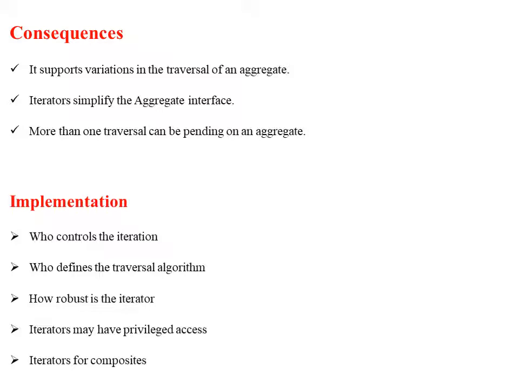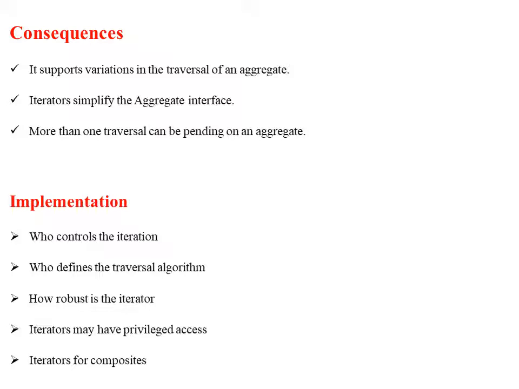The first one. The second one: the iterator simplifies the aggregate interface. Whenever we take the iterator's traversal interface, the need for a similar interface in the aggregate goes away, thereby simplifying the aggregate's interface. There we need to simplify the aggregate interface for better results. So this is one of the consequences.